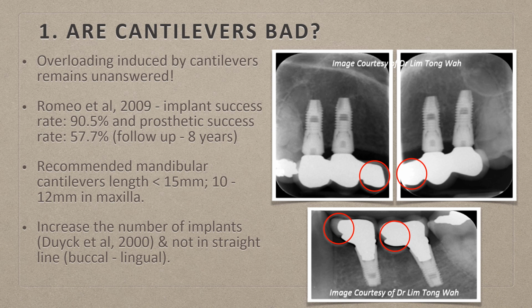However, with regard to the cantilever length, there was a clinical study demonstrating that long mandibular cantilevers, 15 mm, induced more implant prosthesis failures. Therefore, increasing the number of implants and placing implants not in a straight line might be useful to reduce the cantilever effect. These periapical radiographs show some examples of cantilever implant prostheses.